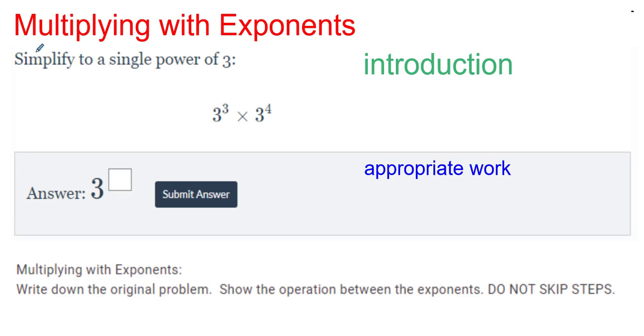Multiplying with exponents. Simplify to a single power of 3. So 3 to the power of 3 times 3 to the power of 4. Let's go over some vocab first.